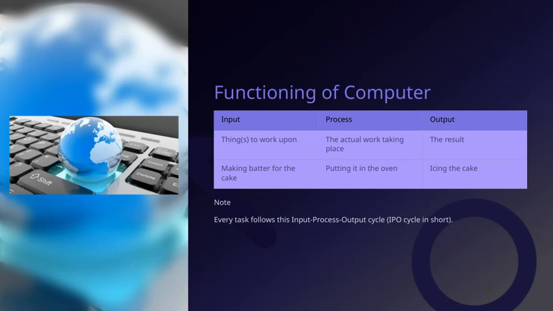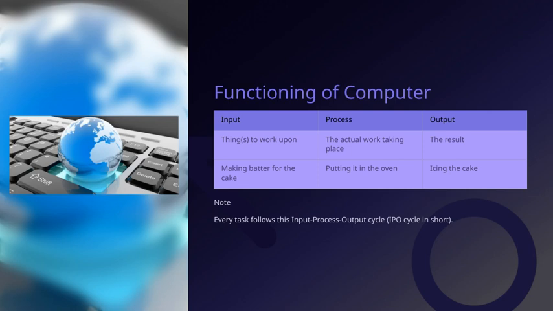Let's take a closer look at this table. It shows us the basic flow of how tasks are carried out, whether it's in cooking or in computing. On the left, we have the input, which is what we start with, like the ingredients for making batter or the data we want a computer to process.